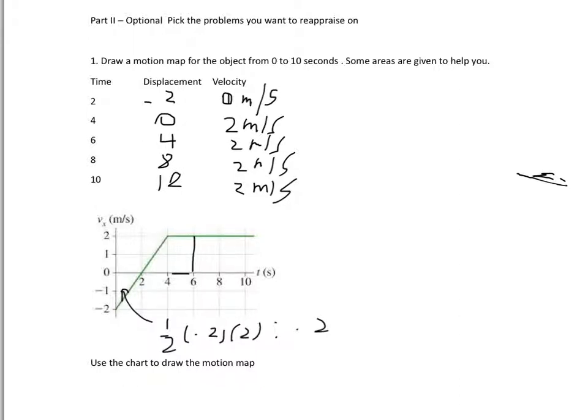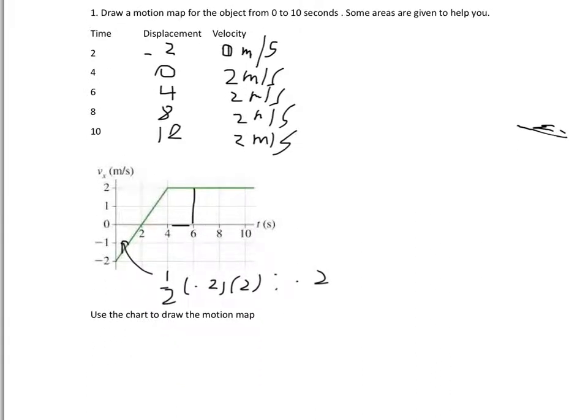So based on this, we're going to do a motion map. And so what that means here, if we draw our motion map, is, and I gave you this thing that starts off at 0. So if we were to start at 0 seconds, then at 2 seconds we're going to be at -2. And then at 4 seconds it's 0. At 6 seconds we'll be at 4. At 8 seconds at 8. And at 10 seconds we'll be at 12 out here.